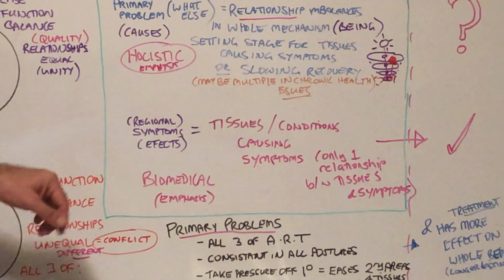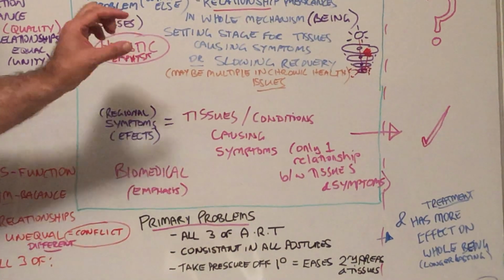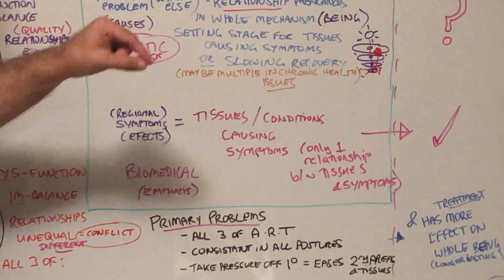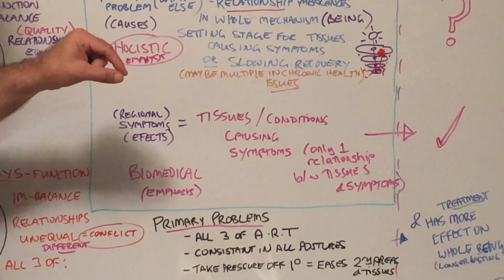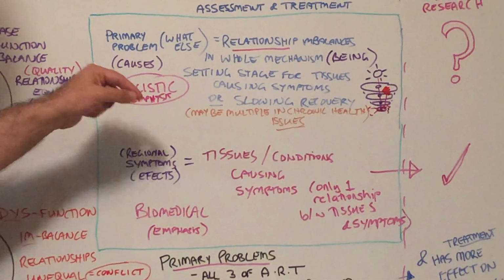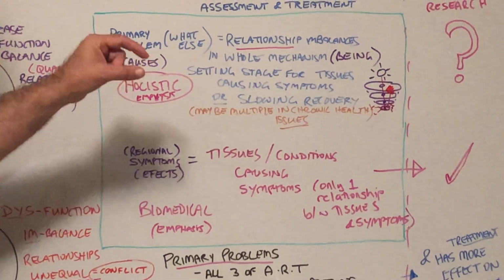And that brings us on to this regional symptomatic approach, which looks at the tissues or conditions causing symptoms. But you have to remember that that's looking only at one relationship, the relationship between the tissue or the condition that a person has and the symptoms that they express. So it may be a person has asthma causing breathing problems, or a joint issue causing back pain. So it's only looking at that issue.